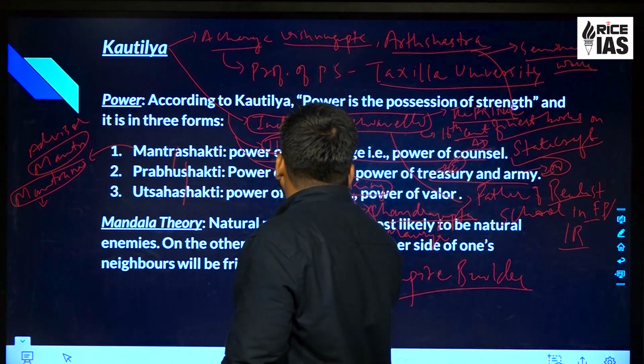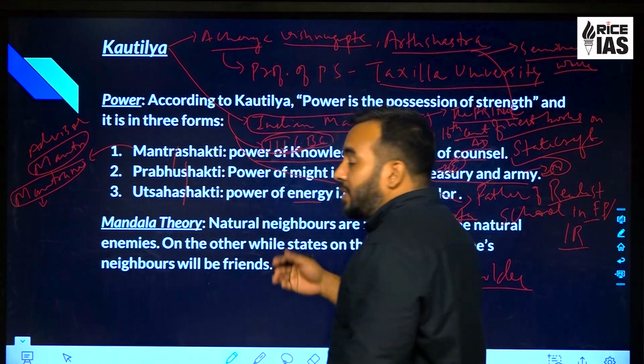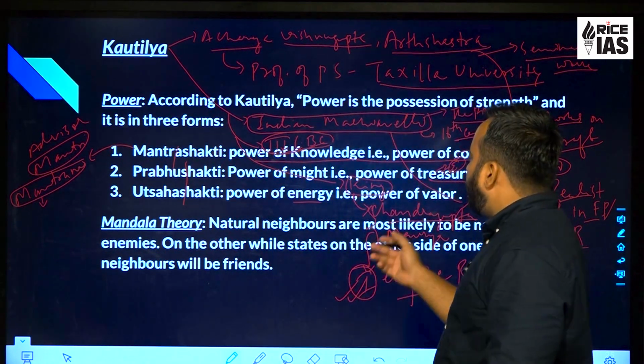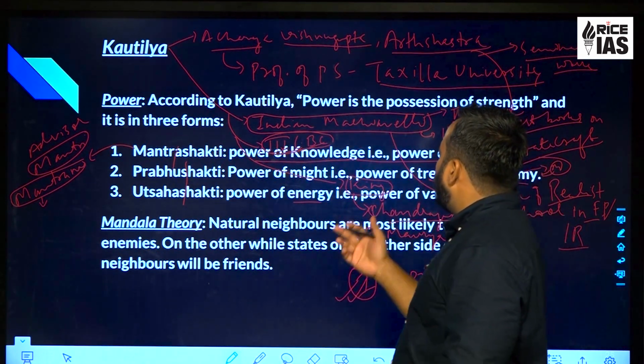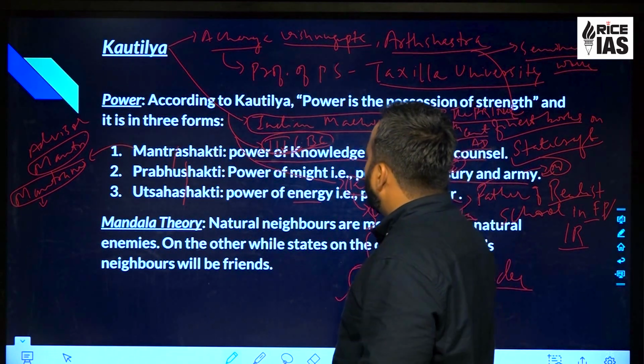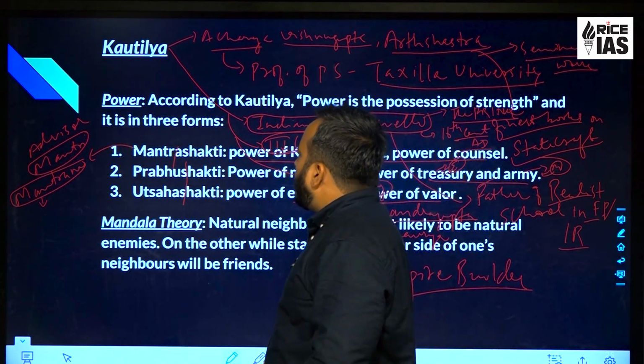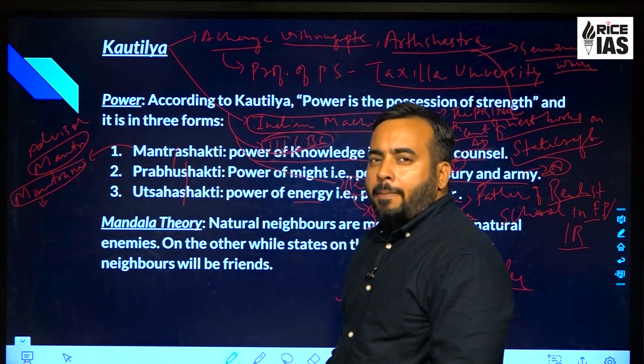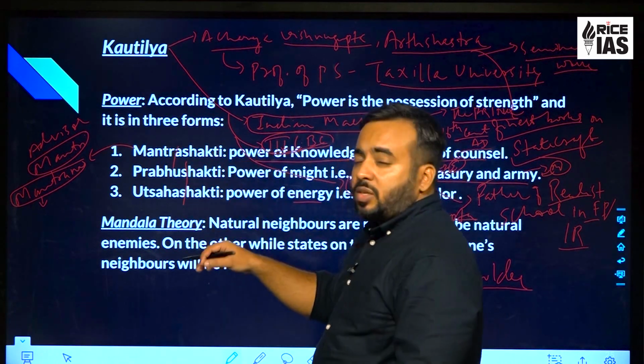Utshah Shakti, power of energy. As we say, energetic diplomacy. The 6th phase, as we saw, as energetic diplomacy, power of valor. So this is how Kautilya defines power. This is the power-centric view. This is the realist view.